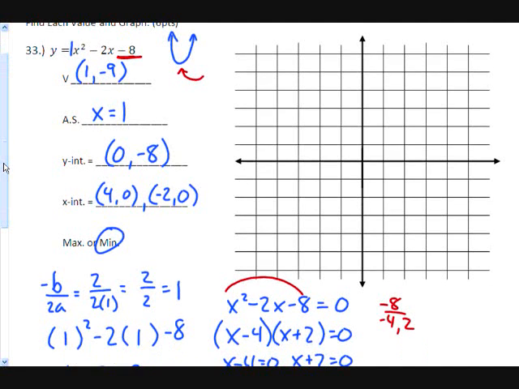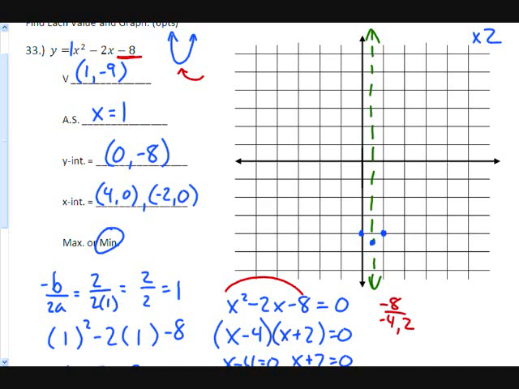And just looking at the values that I have, I'm going to scale my graph by 2s. So now I'm going to graph each of these. So 1, negative 9. It's going to be right here. The axis of symmetry at x equals 1 is going to be right here. Again, that is the equation of a vertical line, and I always express it as a dotted line. The y-intercept at 0, negative 8. It's right here, and I can reflect that over the x-axis, or sorry, the axis of symmetry.